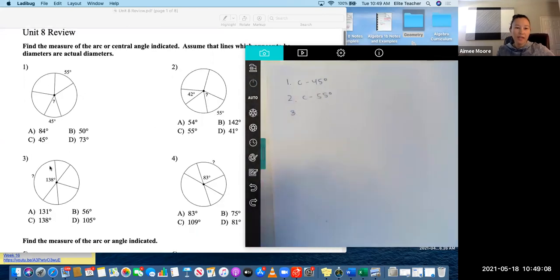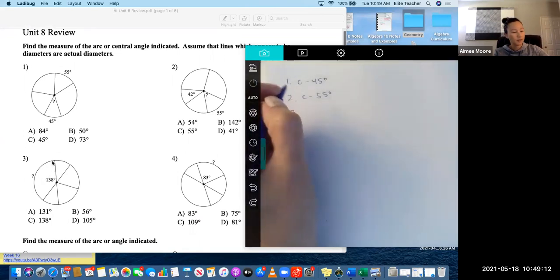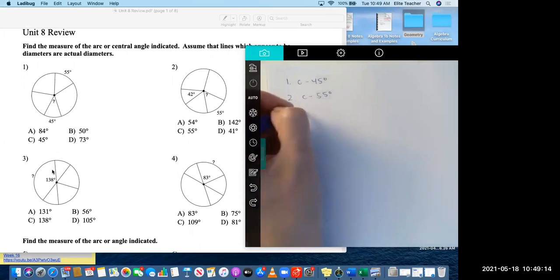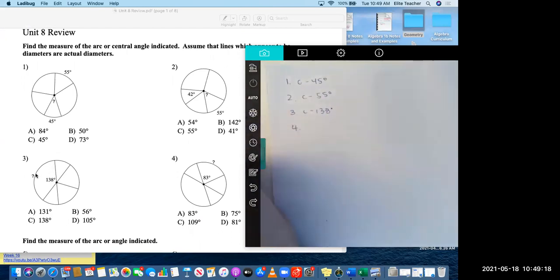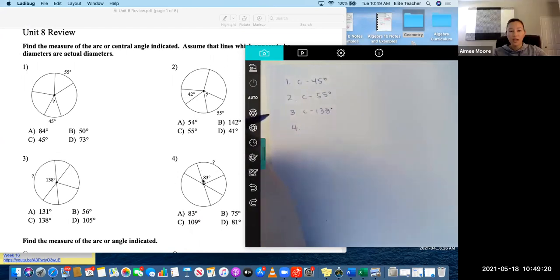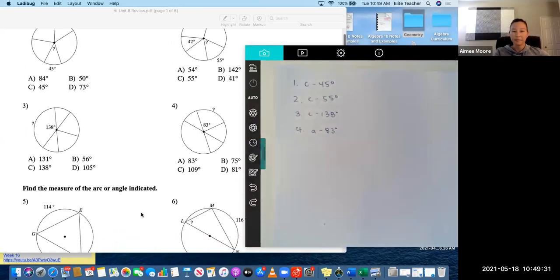Jasmine, if this angle is 138 on number 3, what's this arc? 138. Yep. And Jade, if this one's 83, what's this arc? 83. Yep. So central angles are pretty easy.